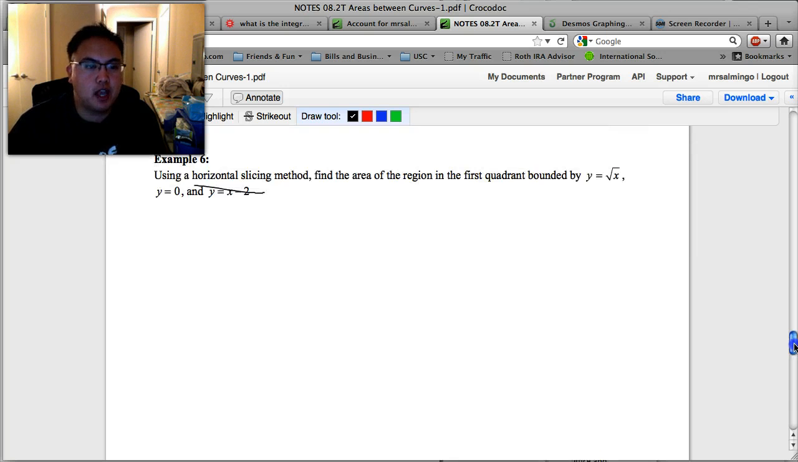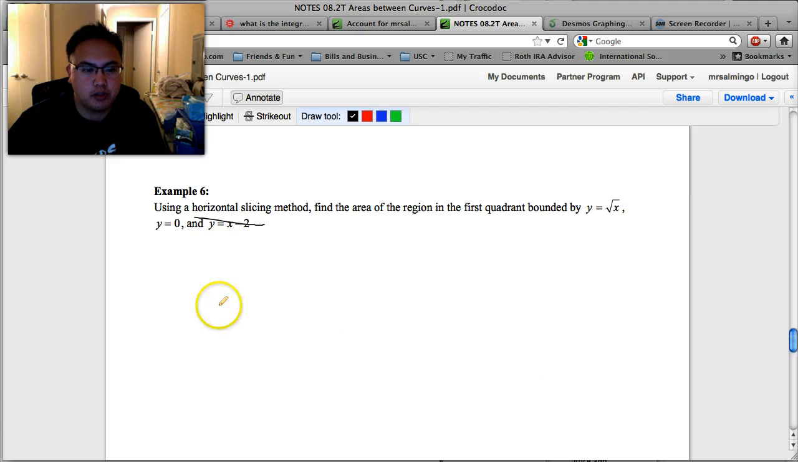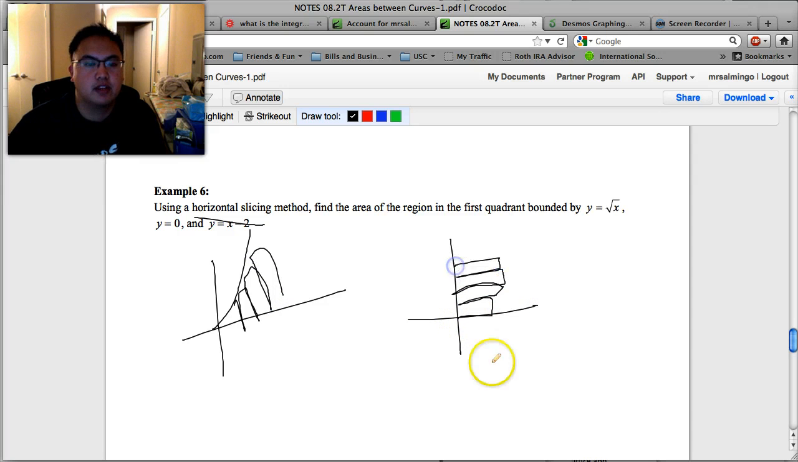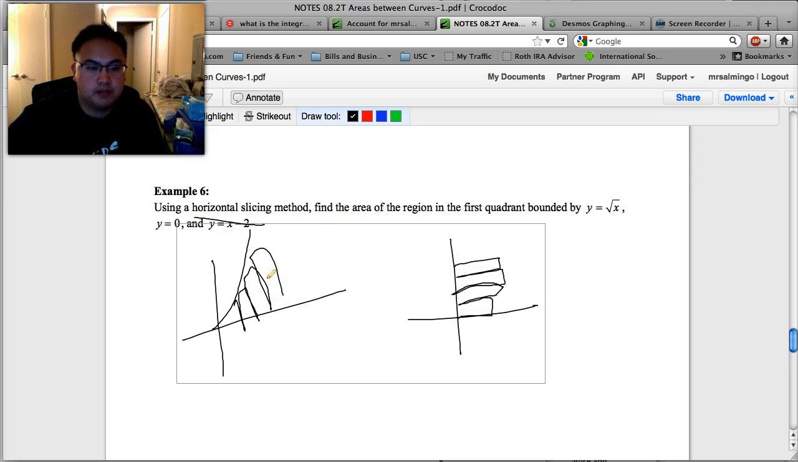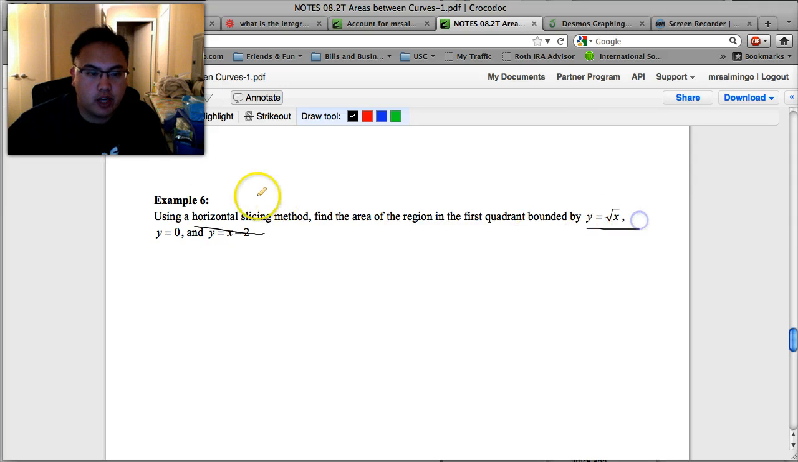But example 6 says using a horizontal slicing method. Horizontal meaning, remember when I drew the picture, instead of doing rectangles like so, what I'm going to do instead is rectangles that go horizontally. Okay, I'm trying to delete this. There you go. Exact same functions that we're looking at, radical x, 0, and x minus 2.